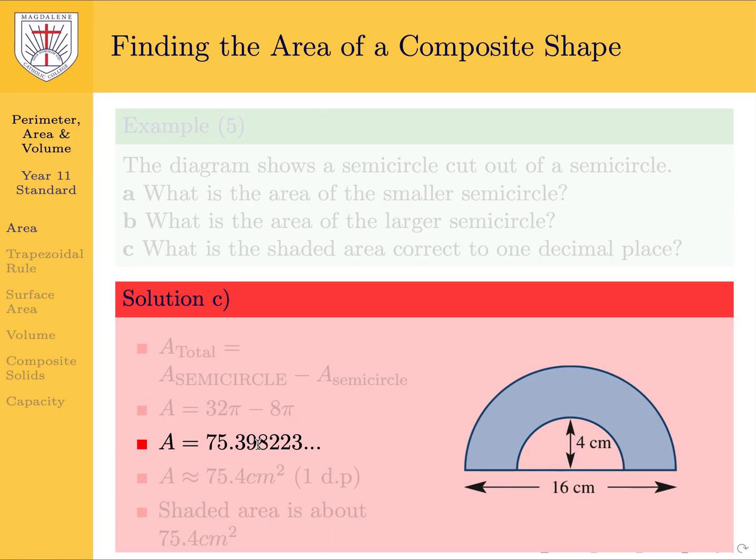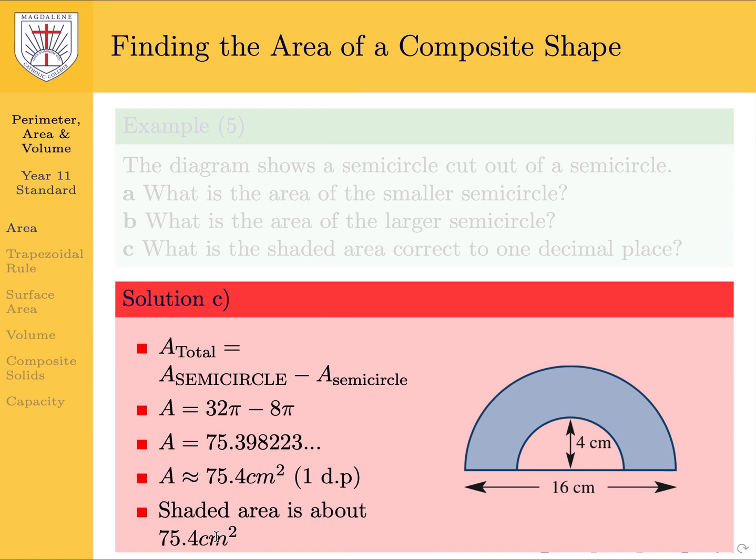So the area is 75.398 blah, blah, blah, blah, blah. The reason why I say blah, blah, blah is because we only care about the first decimal place. But why would I include all this? It's because the markers like to know that you typed it into the calculator properly. Then we get our area is approximately 75.4 centimeters squared, and that's correct to one decimal place. So the shaded area is about 75.4 centimeters squared.